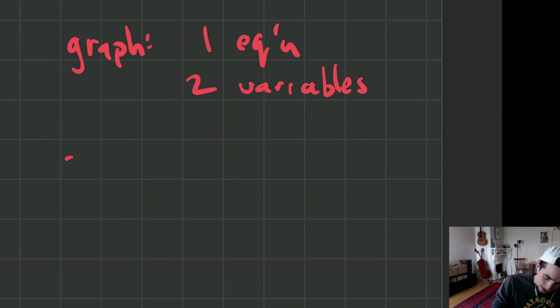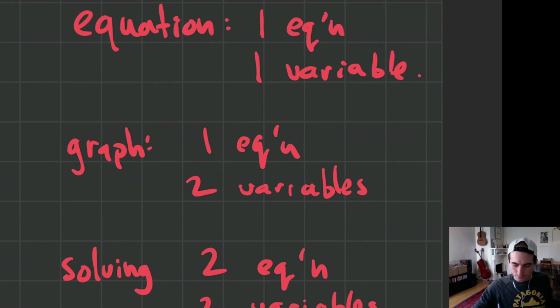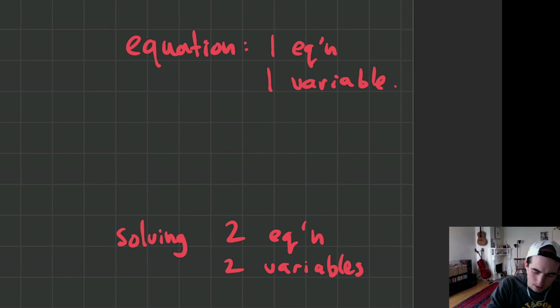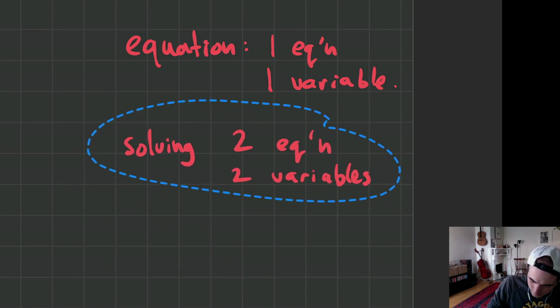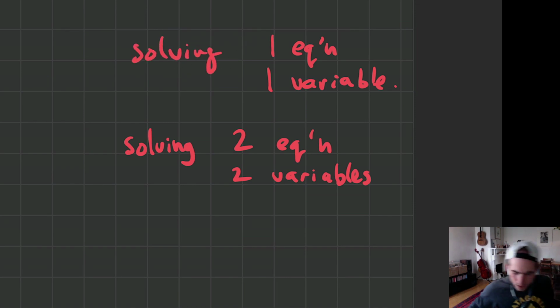And then now what we're doing is we're solving two equations and two variables, right? You can kind of see a pattern here. So sort of ignoring the graph, maybe I didn't have to talk about graphing. For a while you've been solving one equation with one variable. Now we're doing two equations with two variables.